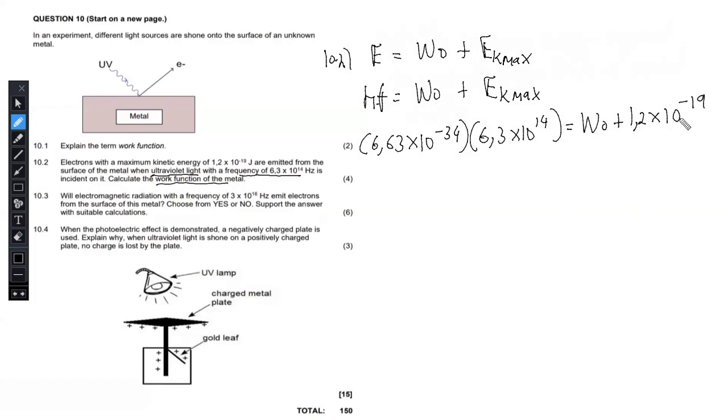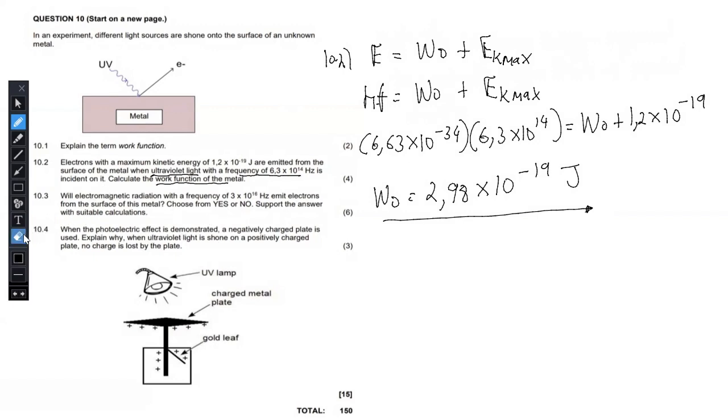Now at this point, we only need to multiply this and take this one over to this side. So you can quickly do that. Punch all of that into your calculator. You will get 2.98 times 10 to the exponent of negative 19 joules, right? So that's your work function right there for 4 marks. So that was just a giveaway.